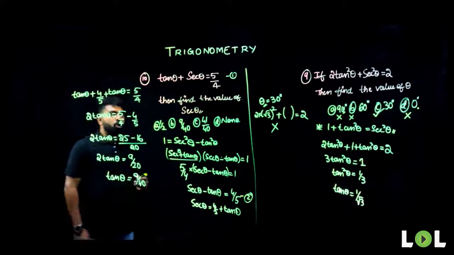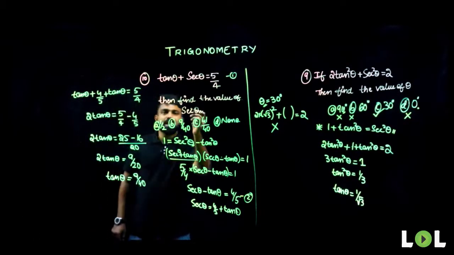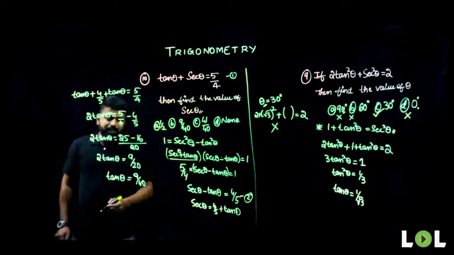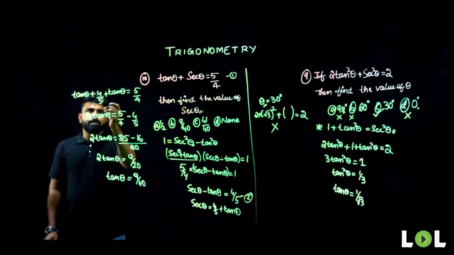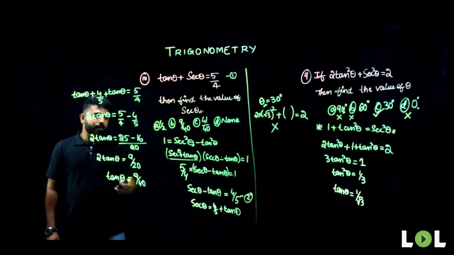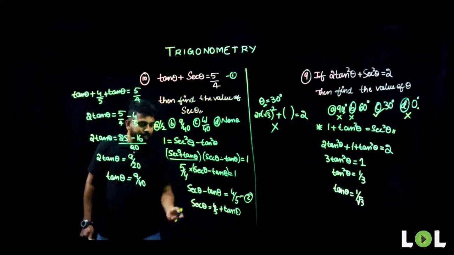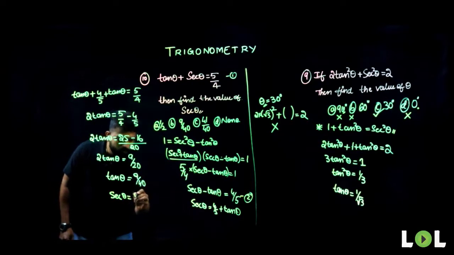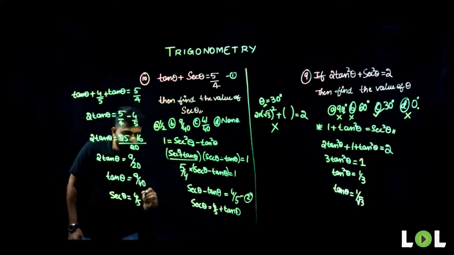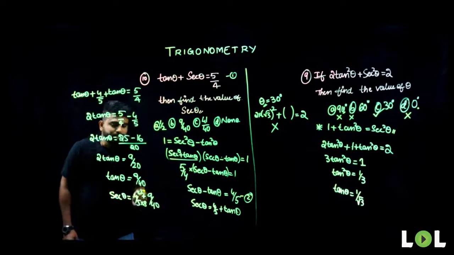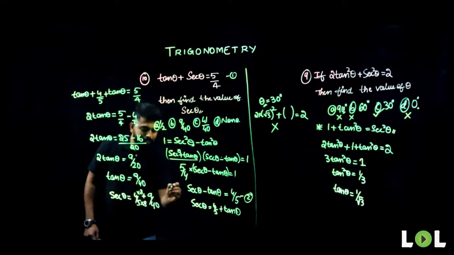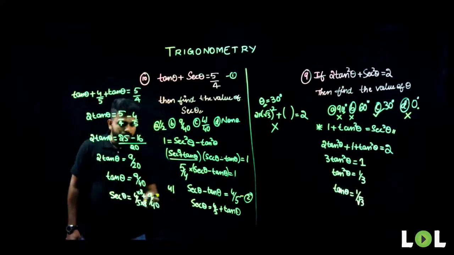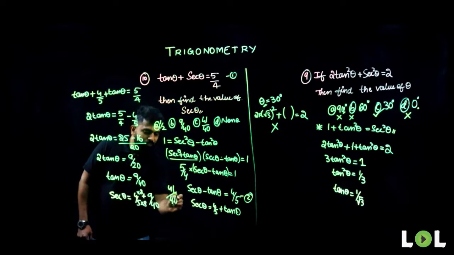And do we have that in our options? Okay, now they're asking secant theta and not tan theta. If tan theta is 9 by 40, what will be the value of secant theta? Tan theta is nothing but 9 by 40. So secant theta will be equal to 4 by 5 plus 9 by 40. So if I take the LCM, it will be 8 times, that is nothing but 32 plus 9 is nothing but 41. This is nothing but divided by 40.